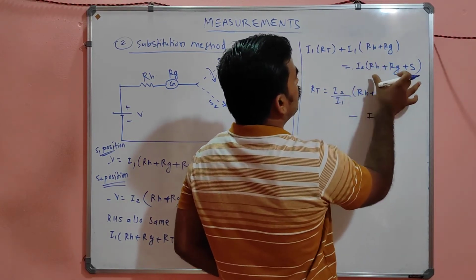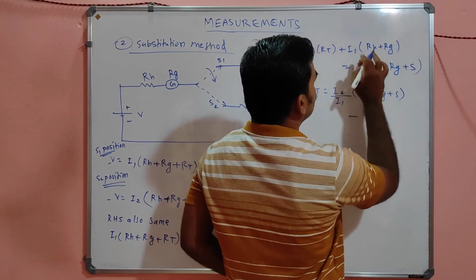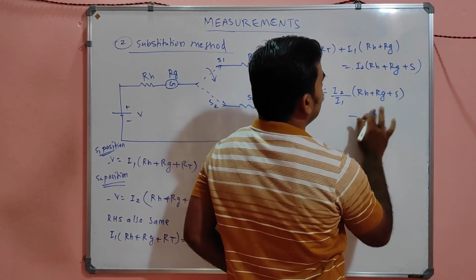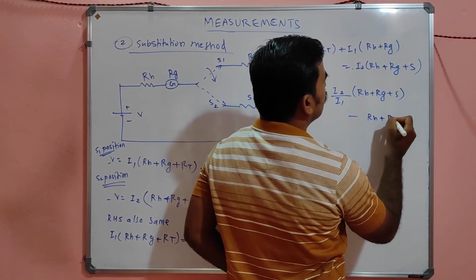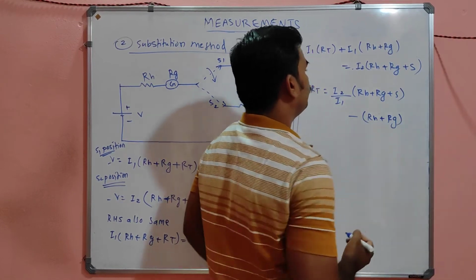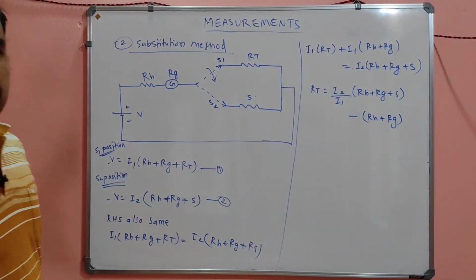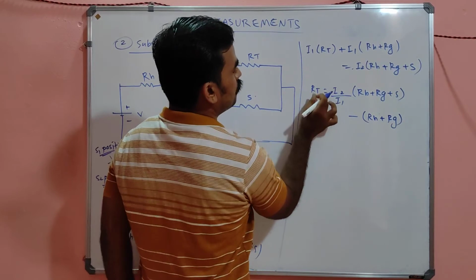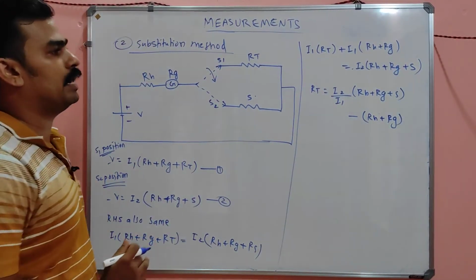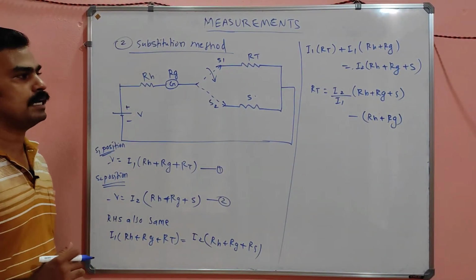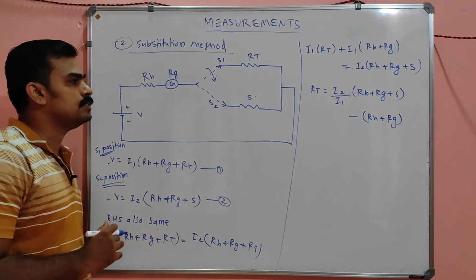I1 into RT equal to this minus this now. So RT will be simply RH plus RG. That's all. Did you get this equation? Simplify this, make RT alone. So RT will be equal to IT by I1 into RH plus RG plus RS minus RH plus RG.